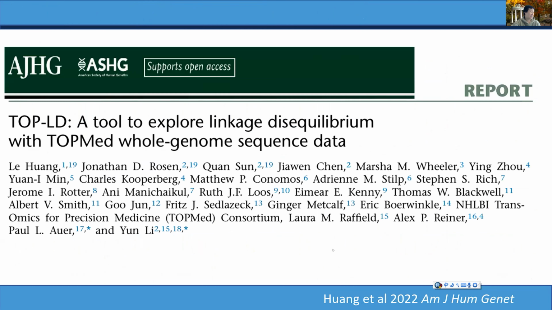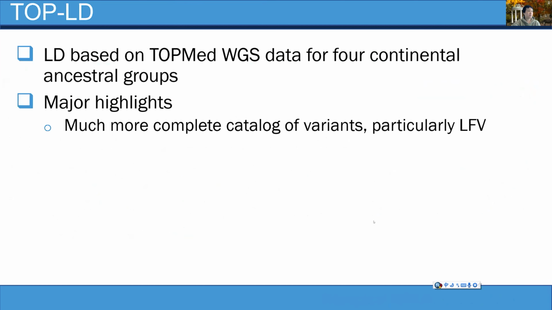So with that, I will spend the last 5 minutes or so introducing the tool I mentioned earlier, which is TOPLD. We named it TOPLD. It's basically a tool to explore LD patterns using the NHLBI Trans-Omics for Precision Medicine, or TOPMed, whole genome sequencing data. Again, it's using TOPMed whole genome sequencing data, and we focus on 4 continental ancestry groups.